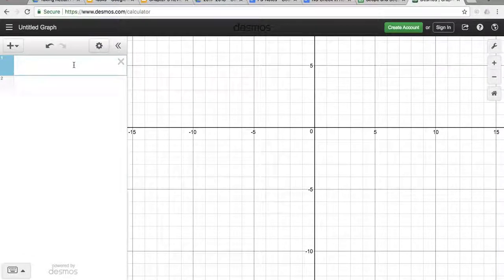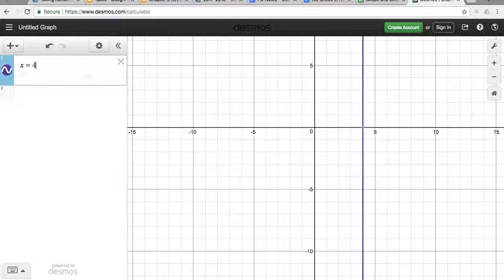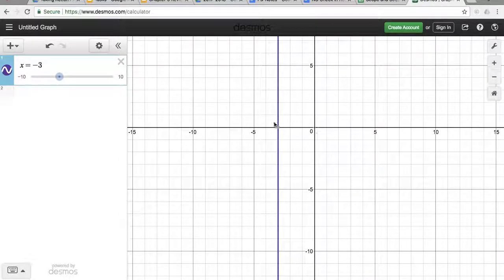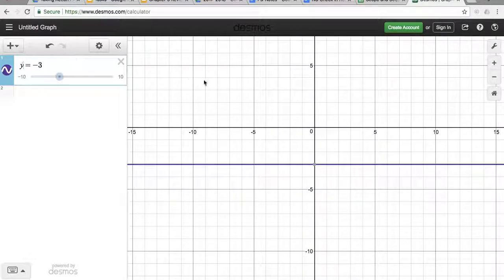Let's learn how to draw some lines on Desmos. So for the vertical lines, it's x equals some number, depending on which x coordinate you want the line to hit. If you put -3, that's going to be a vertical line that hits -3. If you put y here, that's going to be horizontal. That's going to hit -3 on the y coordinate.